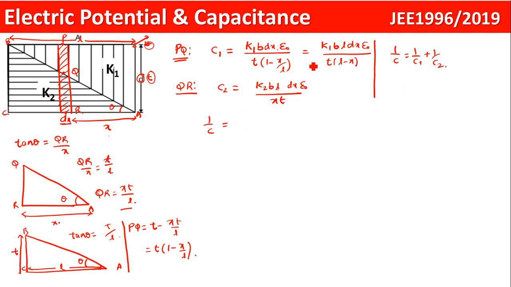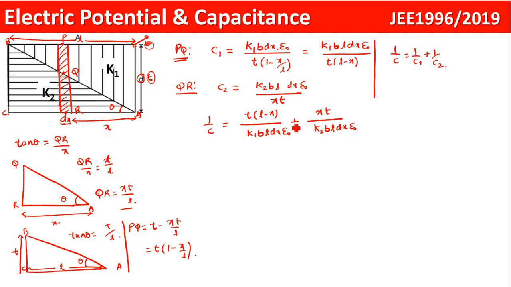So basically here, 1 by C is equal to 1 by C1 plus 1 by C2. 1 by C1, let me write that as this denominator becomes numerator, T into L minus x divided by K1 B L dx epsilon naught, plus what is your C2 here, xt divided by K2 BL dx epsilon naught.